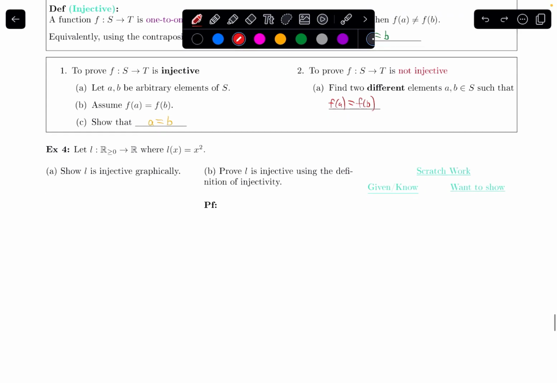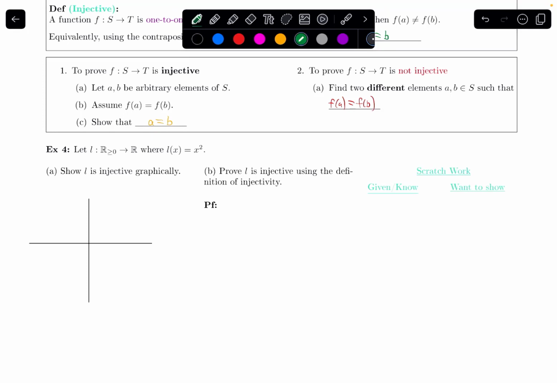I'm going to let L be this function where the domain is reals that are greater than or equal to 0. The codomain is the reals. And the formula for the function is L of x equals x squared. Part A says, show this thing is injective graphically. So if I draw some axes, let's think about the graph.